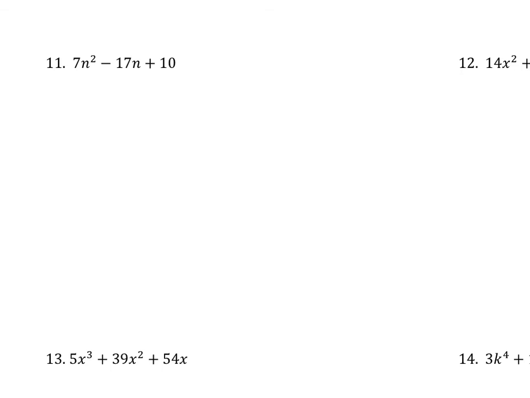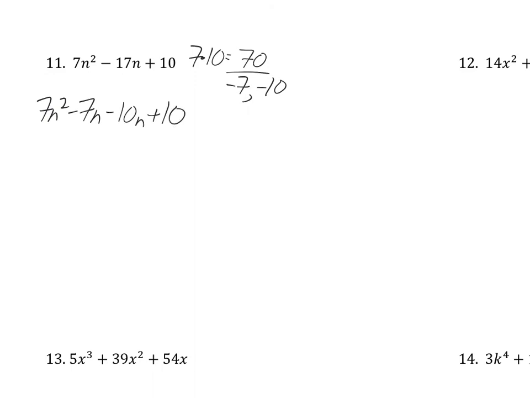Looking at it, there is no GCF for all of these, so I went ahead and multiplied 7 times 10, which gave me 70. The factors of that add up to give me 17, or negative 17, or negative 7, and negative 10. So now, we have 7n squared minus 7n minus 10n plus 10. Now we can split this up.